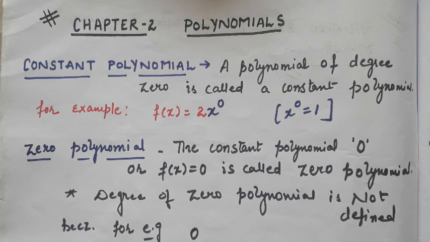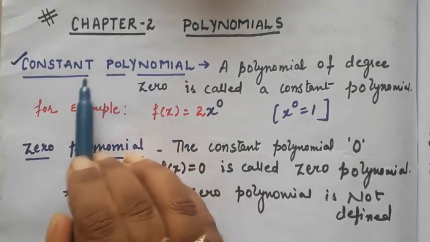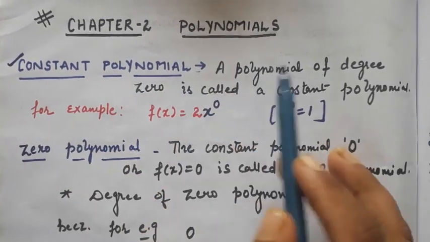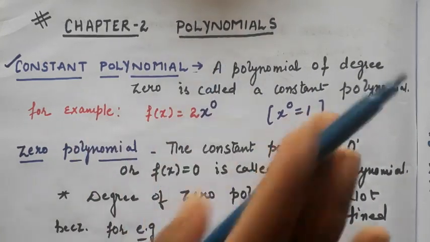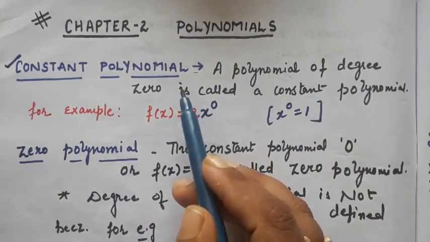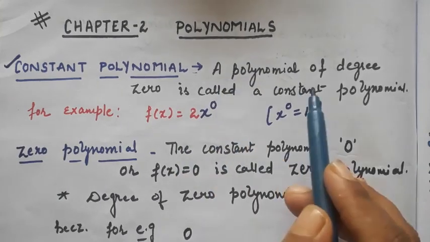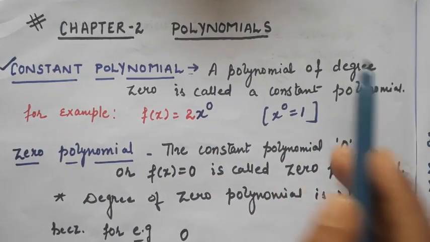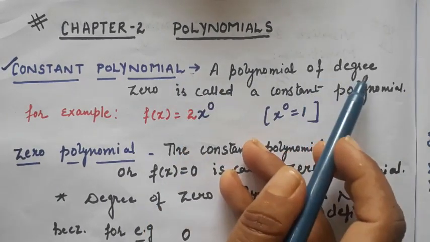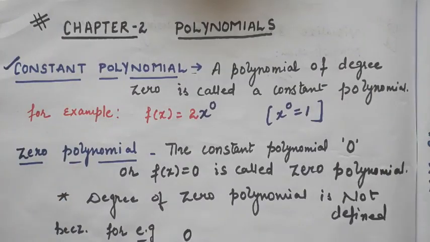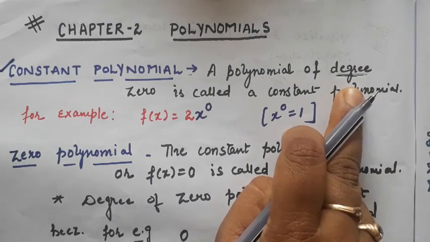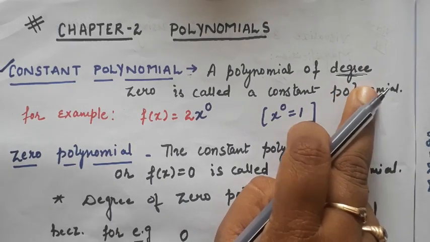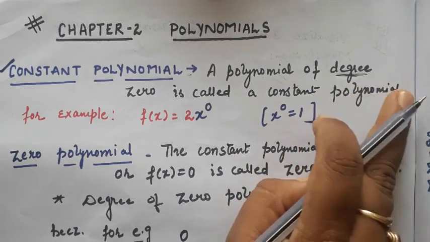See here, first of all, the constant polynomial. What is the meaning of constant polynomial? A constant polynomial is a polynomial of degree 0. A polynomial having degree 0 is called a constant polynomial. What is the meaning of degree? I have explained you yesterday. The degree means the highest power of the variable in the polynomial.